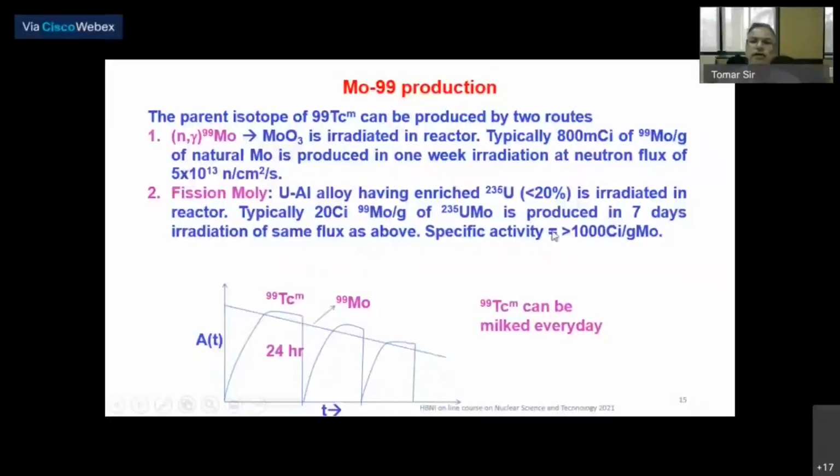And now you see this molybdenum 99 that you get in fission has a specific activity of more than 1000 curie per gram of molybdenum. So you can see the specific activity of fission produced molybdenum is almost 1000 times that of the (n,gamma) molybdenum. So if you want very high specific activity, essentially, when you milk technetium 99m, your isotope of interest is technetium 99m. If you have (n,gamma) moly, you probably may need a large volume to milk the 99m technetium. If you have fission moly, in a very small volume of eluent, you get a large activity of technetium 99m.